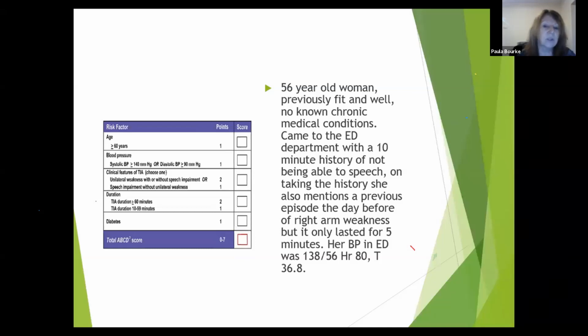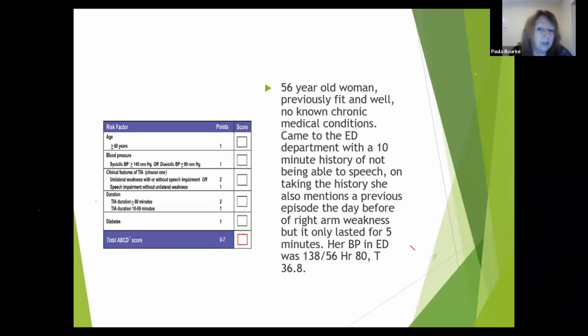Her clinical features was right arm weakness, so she would score a 2. Her duration lasted 5 minutes, so she'd get nothing. And she's still not diabetic, so it's not. So each episode on their own would only score a 2, which is low. But would you consider her to be low or high risk?